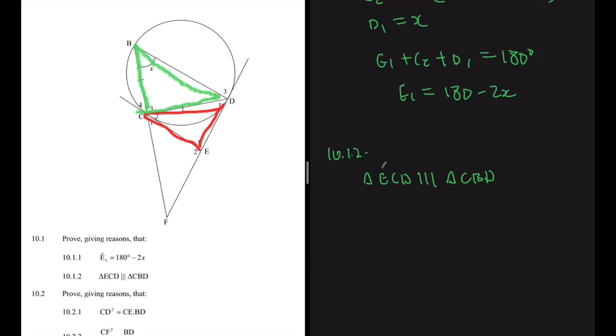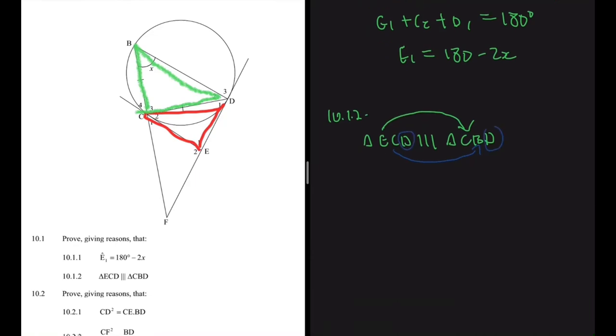So angle E in triangle ECD should be equal to angle C in triangle CBD. And then angle C on triangle ECD should be equal to angle B, because it's the second letter of how they name the triangle, right? And then angle D on ECD should be equal to angle D on CBD, right?